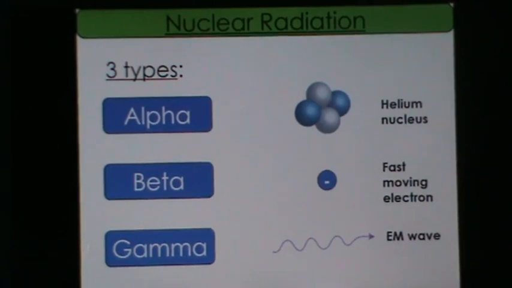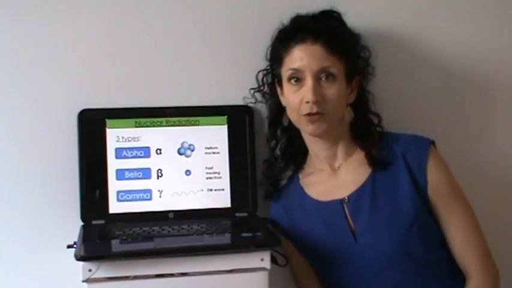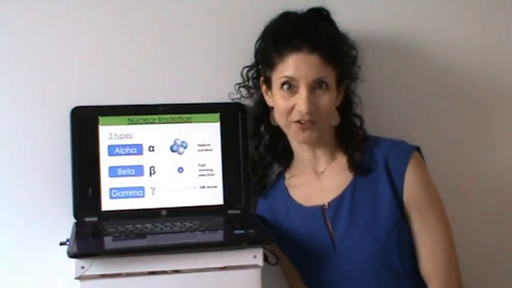We are now going to learn about the three types of nuclear radiation. The first one is called alpha. Alpha has a symbol which is a Greek letter. It looks like this. The next one, beta, also has a Greek letter for its symbol and it looks like this. Gamma, again a Greek letter for its symbol, which looks like this. Wow, they look really different from each other, don't they?